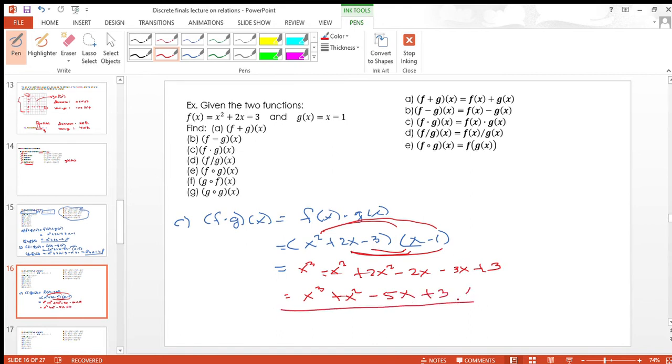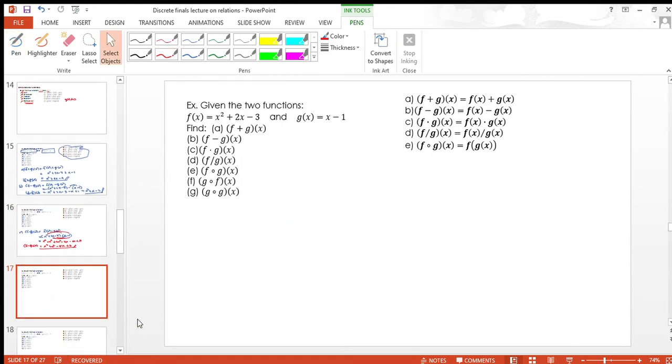So this resulting function will now be the value of f times g of x. Okay? So a similar process will happen. Now we look at letter D. For letter D this time, we are after f over g of x. Again, by definition, it's just f of x over g of x as long as g of x is not equal to 0.